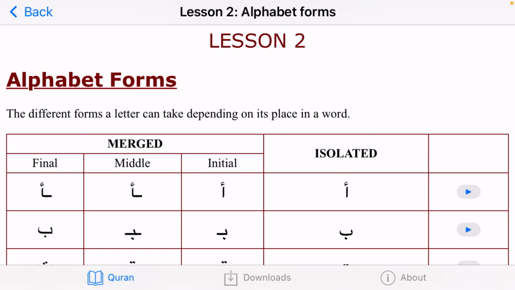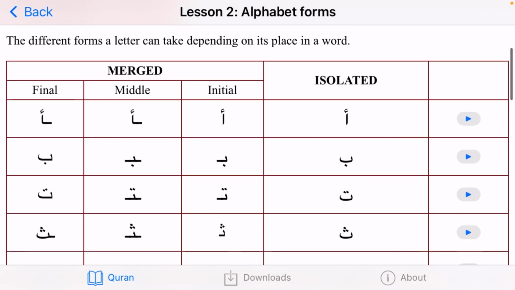Let's say if they're in the beginning of the word, they could look different from the middle and the end of the word. Some letters, no matter where they are in the word, look the same always. And there are some letters that don't connect to anything, they always stand alone, which we'll look at inshallah. At first, you can see that for alif, it looks almost the same throughout.